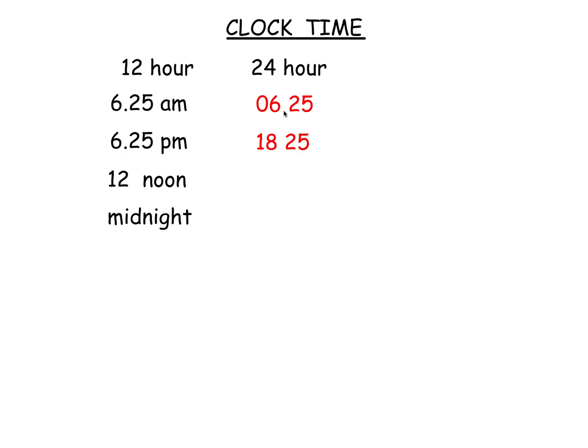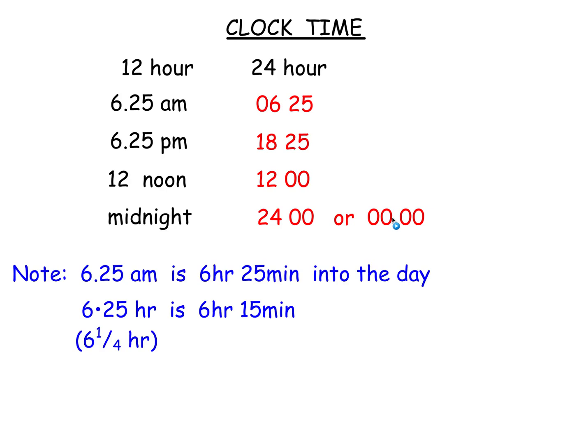Tend not to put a point in here because it's not decimal. Sometimes you'll see it written with a point low down, but I prefer just a little space. 12 noon, that's fine, that's 1200 hours. And midnight can be 2400 hours or 0 hours. So that's the 24-hour clock. What's the difference between writing 6.25 hours, which is 6 1/4 hours, 6 hours 15 minutes, and a time of day like 6:25 AM, and not mix them up? So that is not a decimal point when you write 6:25 AM, whereas it is a decimal point when you write 6.25 hours.